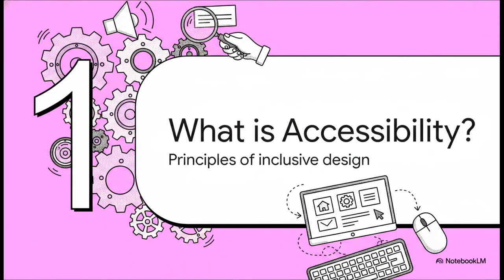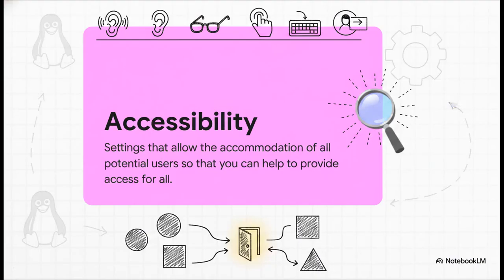Okay, so let's jump right into our first section. What do we actually mean when we say accessibility? And this right here is the core idea. Accessibility isn't some add-on or an afterthought. It's about designing from the very beginning to accommodate all potential users. It doesn't matter if someone has a vision impairment, has a tough time with a mouse, or has limited finger movement. The whole point is to provide access for everyone.